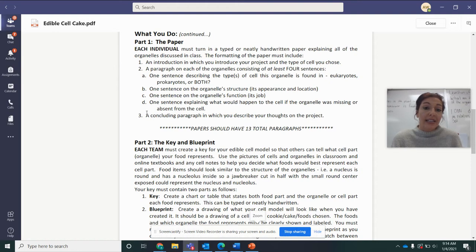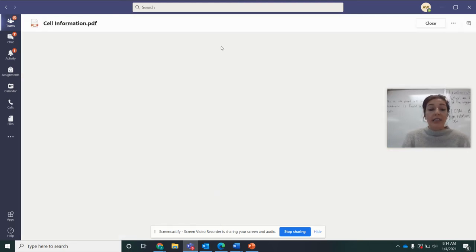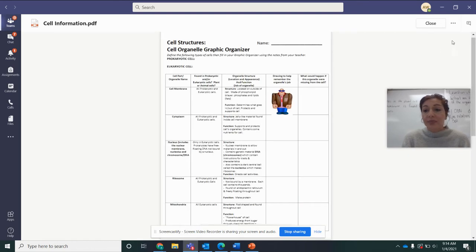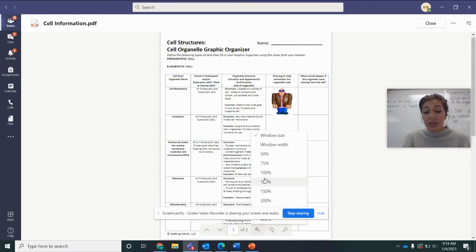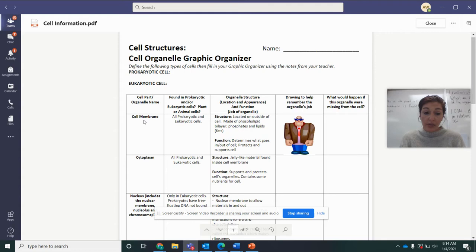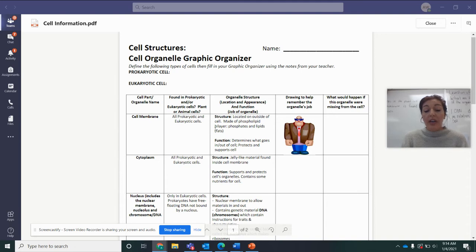So for example, I might say, an animal cell has a cell membrane, period. The cell membrane is found in both prokaryotic and eukaryotic cells. How do I know that? Well, I have a document that I'm going to post that's going to give you all that information. It is done in a very organized chart. Let me zoom in for a second. In the chart, it tells you the organelle name, and if it's found in prokaryotic and eukaryotic cells.